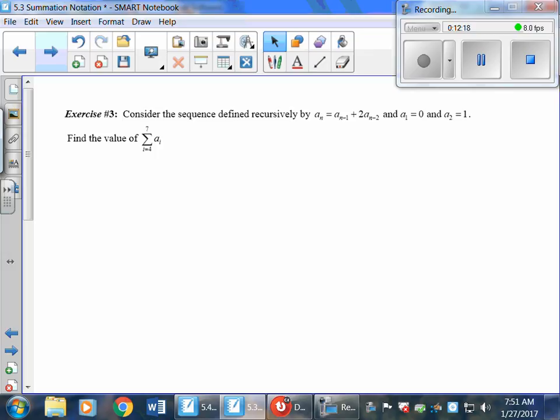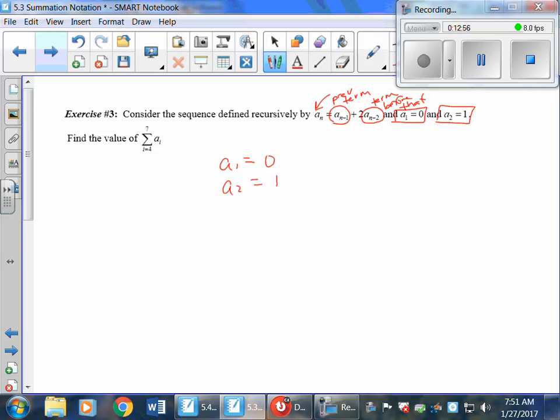Consider the sequence defined recursively by a sub n equals a sub n minus 1 plus a sub n minus 2, where a sub 1 equals 0, a sub 2 is equal to 1. So again, let's make sense of this. This is the term we're looking for. This is my previous term. And this is the term before that. So they have to give you 2 terms to begin with, and they do. So we know that a sub 1 is equal to 0. We know that a sub 2 is equal to 1.